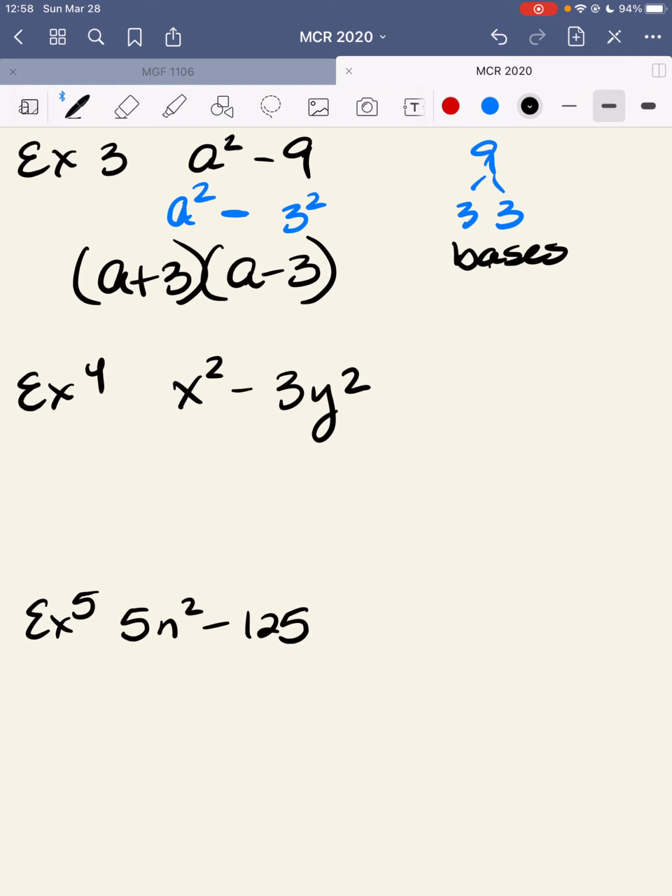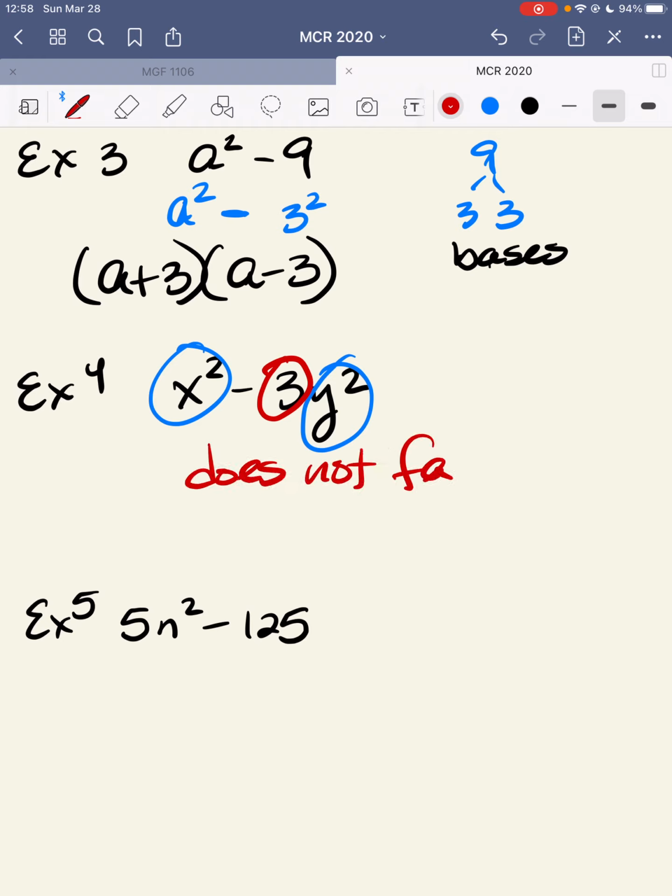All right. Example 4, we're going to go ahead and look at it. We have a perfect square in the front, which is x squared. We have a y squared in here, but the problem is 3 is not a perfect square. Okay, so this one does not factor. So make sure that, just because it's subtraction, does not mean that your number is a perfect square. Everything in the front and everything in the back of that binomial has to be a perfect square.